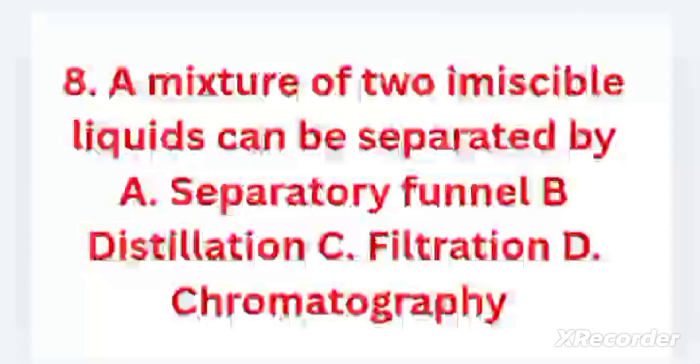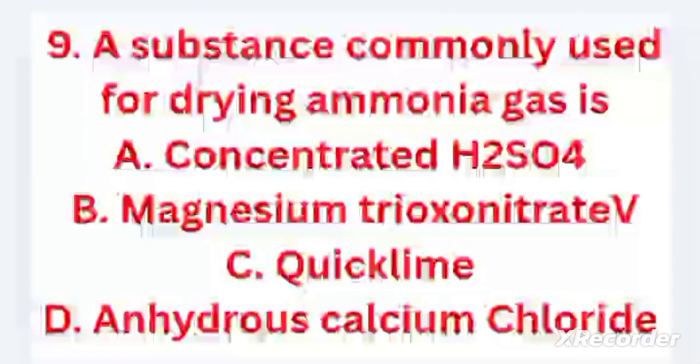Now, our next question is number 9. A substance commonly used for drying ammonia gas is A. Concentrated H2SO4, B. Magnesium trioxynitrate 5, C. Quicklime, and D. Anhydrous calcium chloride. Before that, let's talk about anhydrous calcium chloride, which is our answer. Anhydrous calcium chloride does not react with ammonia.